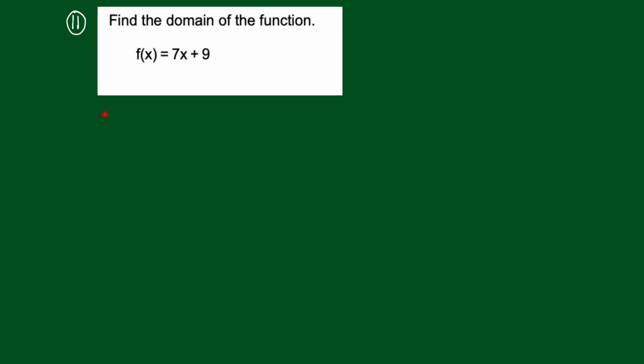Now, I could write all real numbers, or I can do it symbolically by writing this. Or I could write that the x's go from -infinity to +infinity.